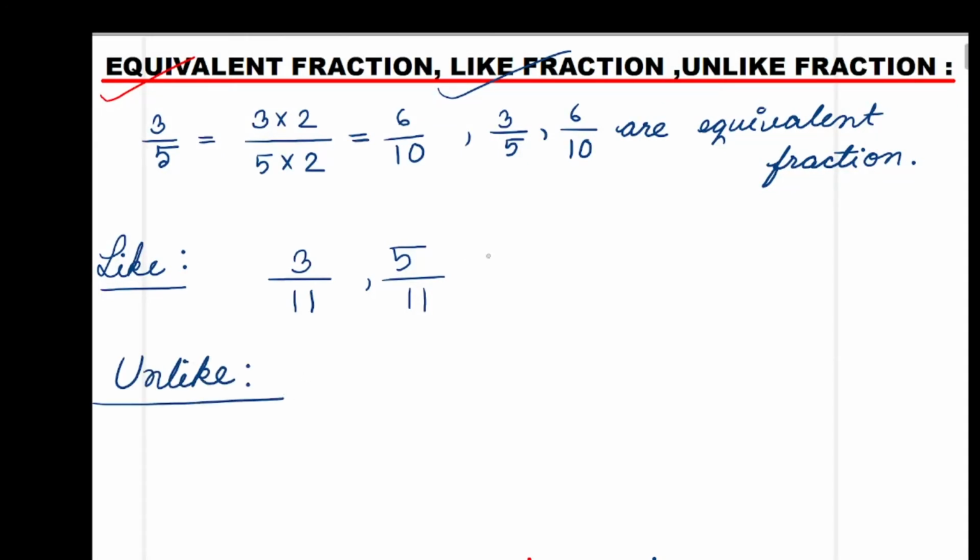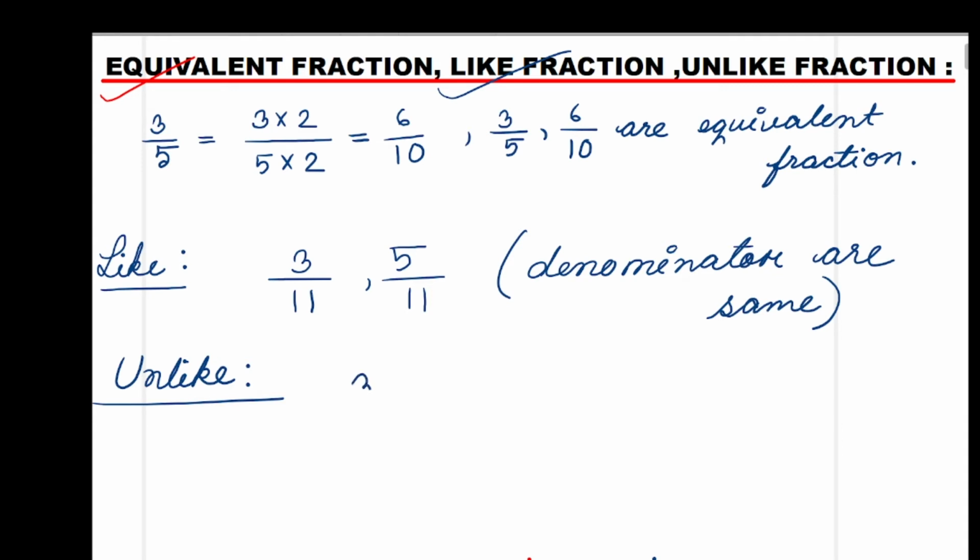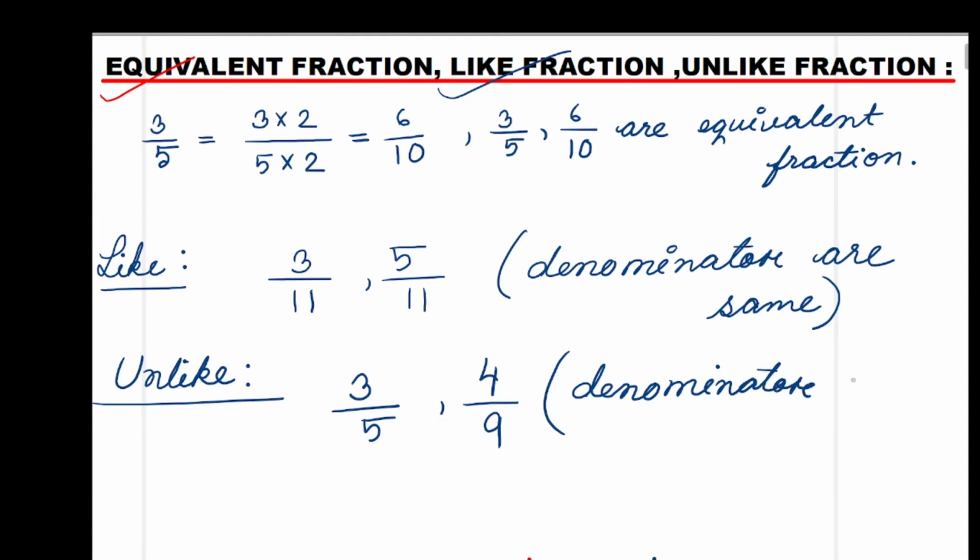Unlike here, the denominators are the same. Okay, now suppose 3 by 5, 4 by 9. So what? The denominators are different. When denominators are different, that is called unlike.